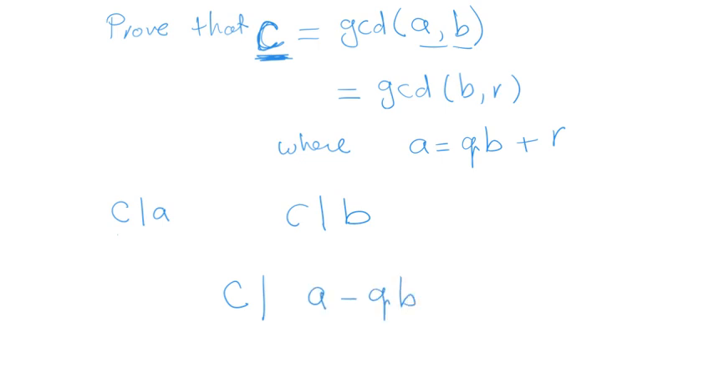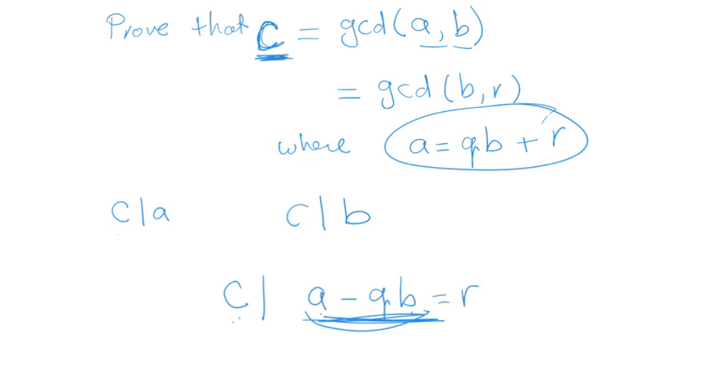Is this correct or not? C is a divisor of A, C is a divisor of B. This is a linear combination of A and B, so C is a divisor of this. Right? And this is what? This is R. I'll say it again. But this is R. Clear? Isn't this the relation between A, B and R? So this is simply R. So C is a divisor of R.